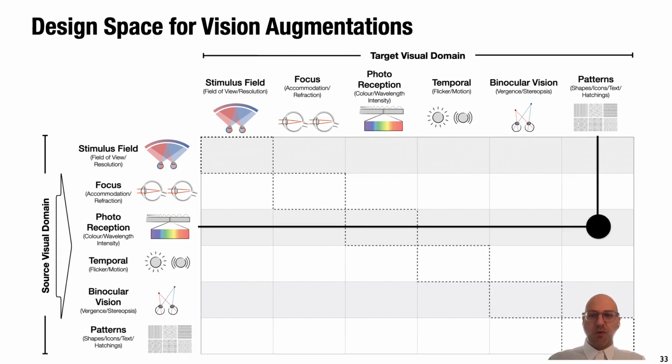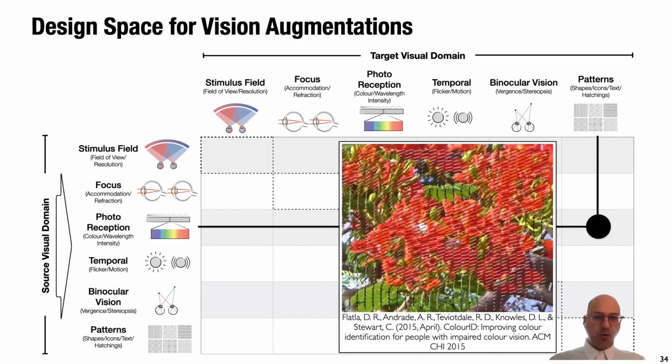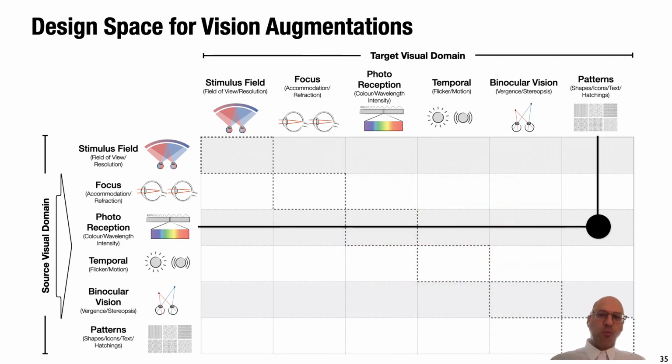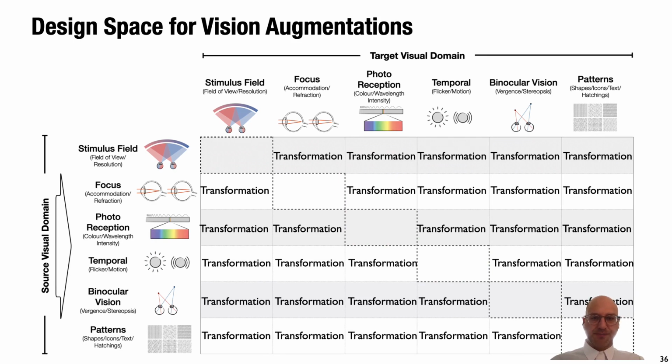Another example here, where we map from photoreception to patterns. This is a work from David Flatla, who has many contributions in the field of color vision deficiency. And this is a specific solution that mapped from photoreception to patterns. Here in the paper, they're called metas, that form some forms of hatching or shape and indicate the color. If we map from one domain into the next one, we call this a transformation in our design space.